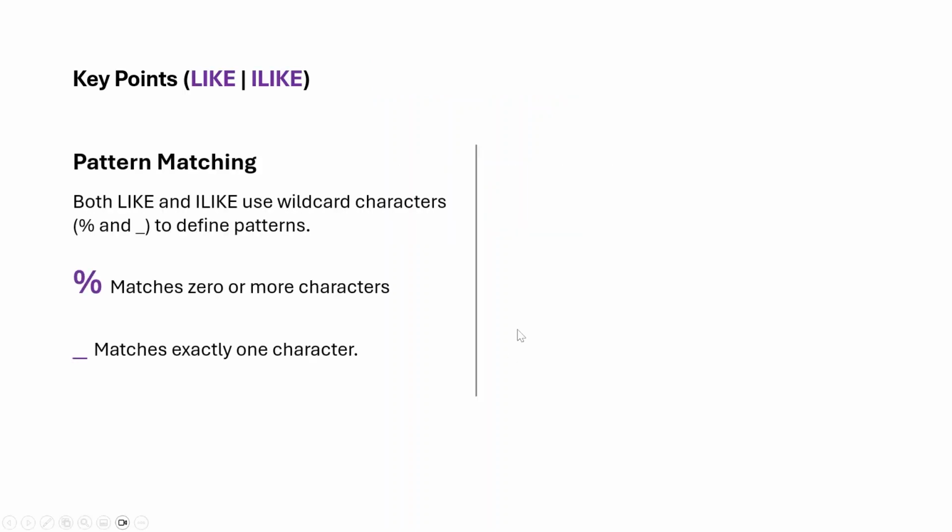Now in pattern matching, we get two wildcards, which means we get two options to match the characters. The first one is the percentage sign, and using percentage we can match zero, one or more characters. The other wildcard is the underscore, and with underscore we match exactly one character. It may be a little overwhelming now, but when we do the demo and look at the examples, it will be very clear.